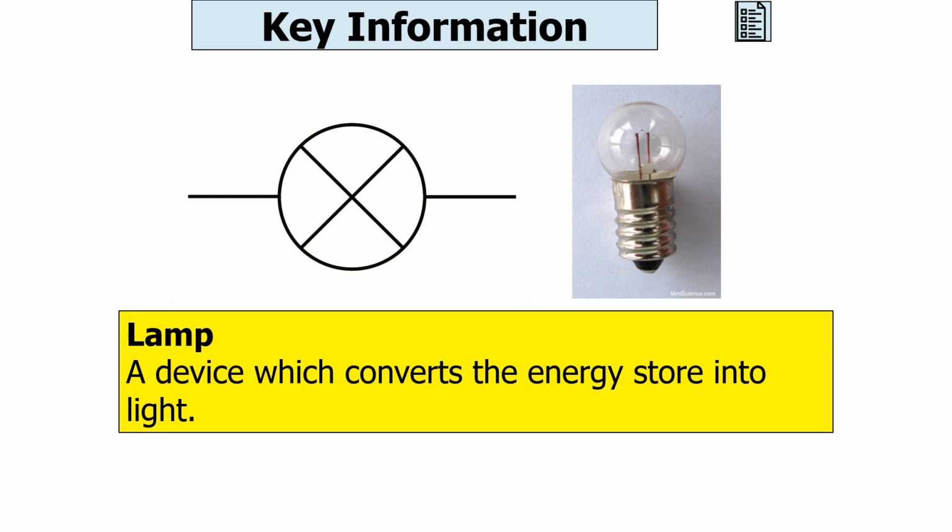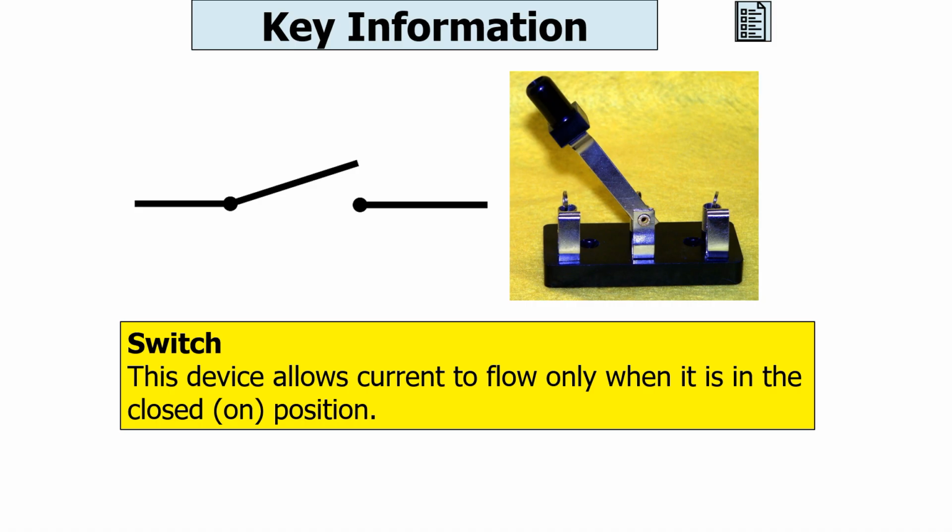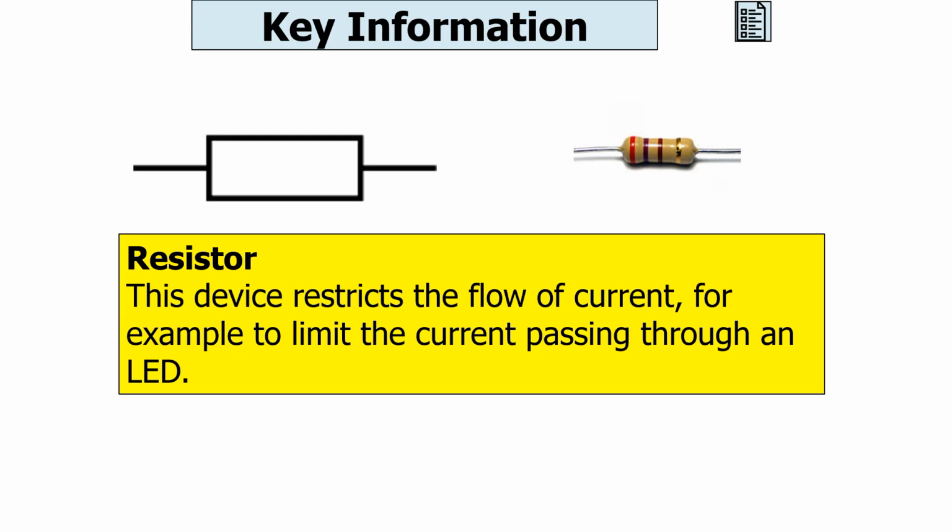The lamp or bulb, a device which converts the energy stored into light. The switch, this device allows current to flow only when it's in the closed or on position. The resistor, this device restricts the flow of current, for example, to limit the current passing through an LED.